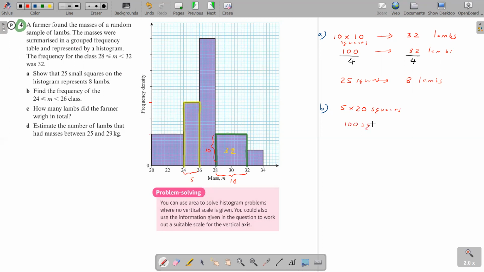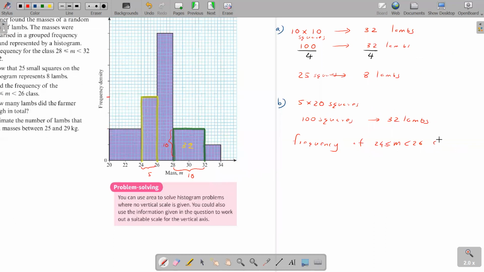So definitely in the moment you know that there are 100 squares, you know 100 squares represent how many lambs? 100 squares represent 32 lambs. So in that case, there are 32 lambs. You don't even need to do any multiplication here because directly we know from part A, 100 squares is 32. So how many lambs did the farmer find, the frequency of the class interval? So the frequency of the class 24 less than or equal to m less than 26. So what's the frequency? 32.